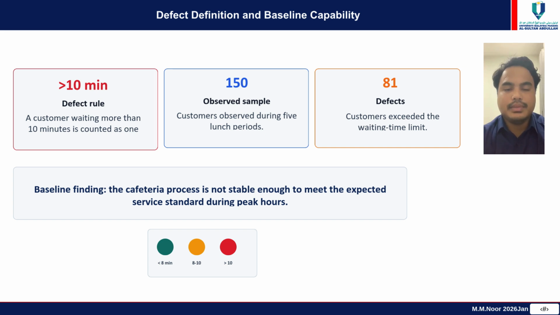Defect definition and baseline capability. For this project, the defect rule is simple. If a customer waits more than 10 minutes, it is counted as one defect. Since more than half of the observed customers exceeded this limit, the cafeteria process is not capable of consistently meeting the expected service standard. This proves that the problem must be analyzed further.